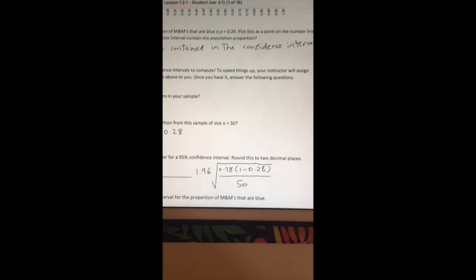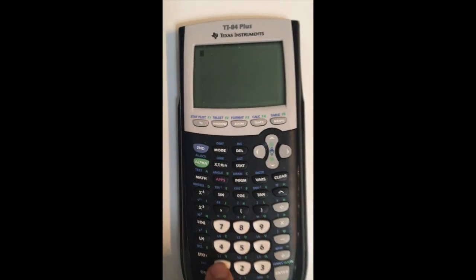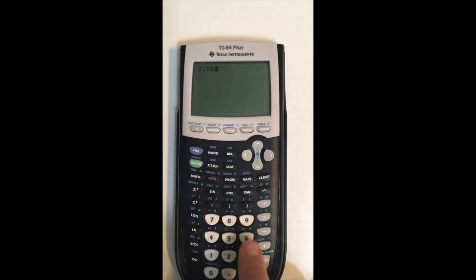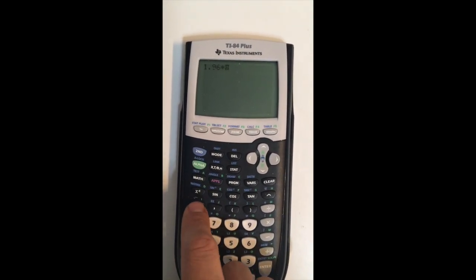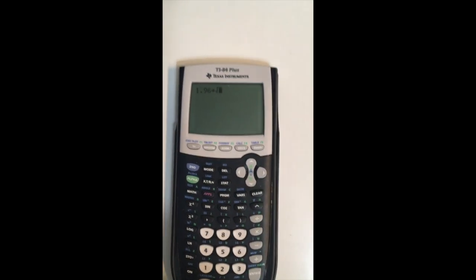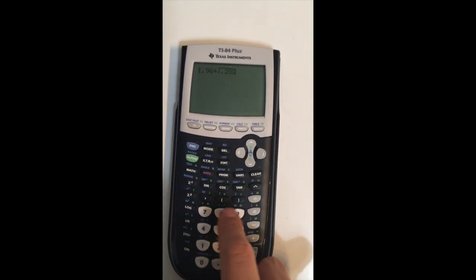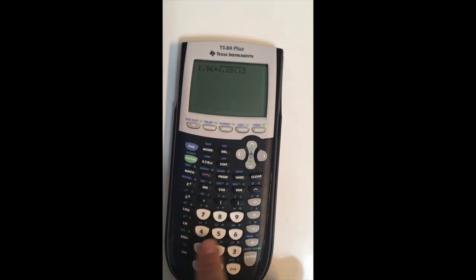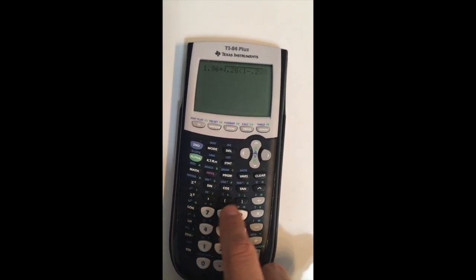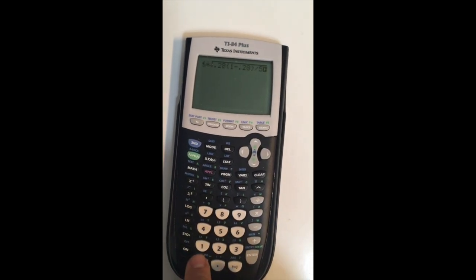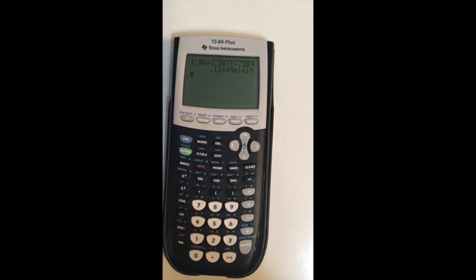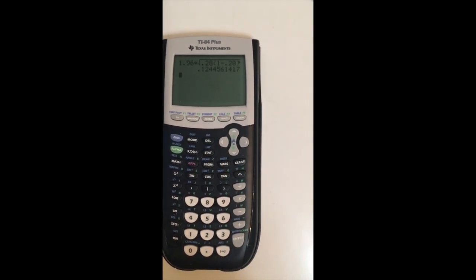So I want to demonstrate how to do this on an actual calculator. So we're going to put that guy in our calculator. So I have 1.96, and then I'm going to do times, and then I'm going to do that square root, right? So second square root, and then it's going to be 0.28 times 1 minus 0.28, close parentheses, and then I'm going to do divided by 50. And if I hit enter, I get my margin of error, right?